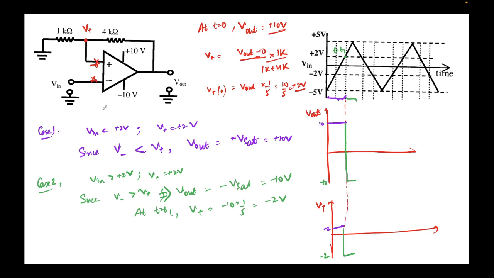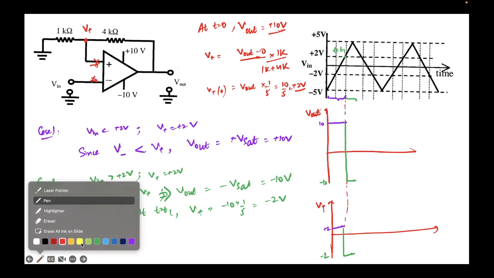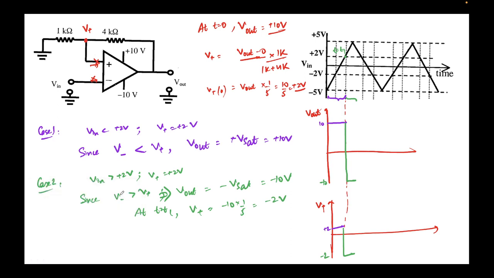Now the comparator will kick in again when the input voltage touches the reference voltage. Now the reference voltage is minus 2. So now we need to identify when the input voltage crosses the reference voltage. The input voltage crosses minus 2 at this junction. That's called T equal to T2. So at T equal to T2, this is case 3. When V in becomes less than the reference voltage, which is now minus 2 volts, because V plus at this junction is minus 2 volts.